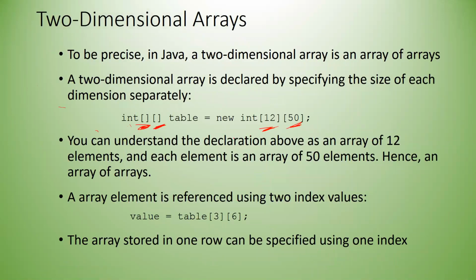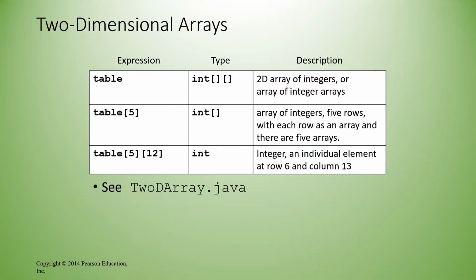So this means 12 rows and each row has 50 columns. And this means you have 3 rows. That means 3 elements, and each element is an array of 6. So 3 rows, 6 columns. So this itself means a 2-dimensional array, right? And this means the first array, the rows, the array of integers, 5 rows. That's how you represent it. This means the actual element, the row number and the column number. That gives you the actual integer, the element, right? That's what that means.